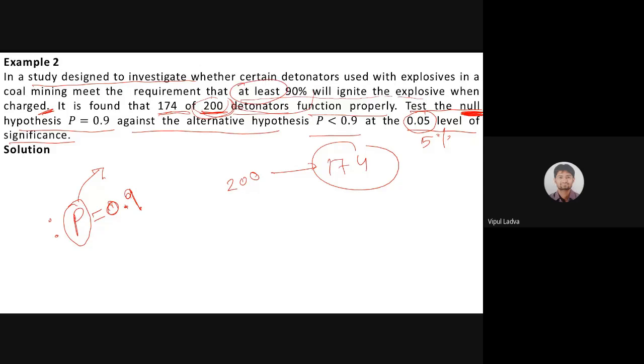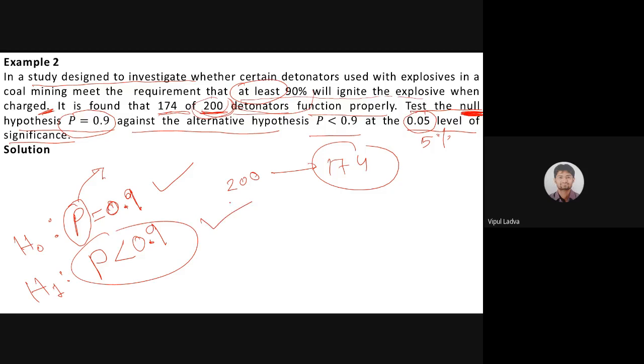यहाँ पे लिखा हुआ at least, but it is clearly mentioned over there that we are supposed to set a null hypothesis as P is equals to 0.9, and in this question they had already provided the alternative hypothesis even that P is less than 0.9. This is what our alternative hypothesis is. We're gonna denote it as H1. We're gonna denote this particular as H naught. So this is a null hypothesis. This is the alternative hypothesis.